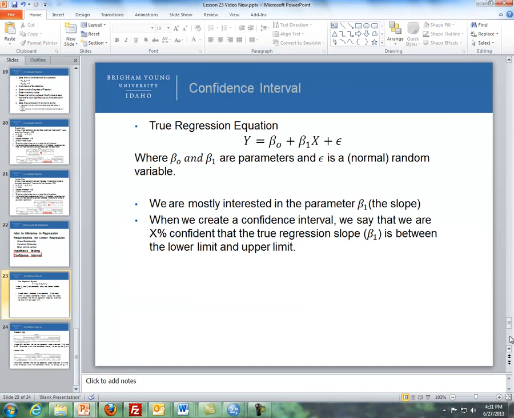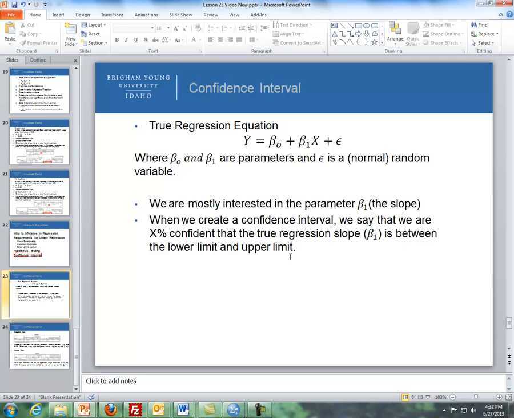So this is the true regression equation, y is equal to beta naught plus beta 1 times x plus epsilon, where beta naught and beta 1 are the parameters, and epsilon is a normal random variable. We are mostly interested in the parameter beta 1, which is a slope. When we create a confidence interval, we say that we are X% confident that the true regression slope, beta 1, is between the lower limit and the upper limit.